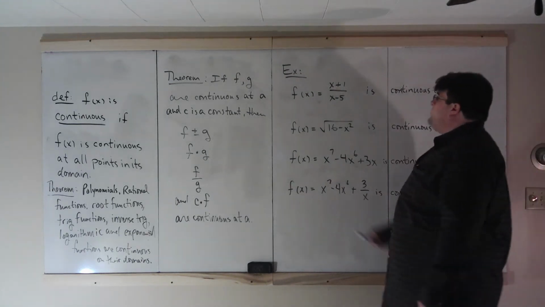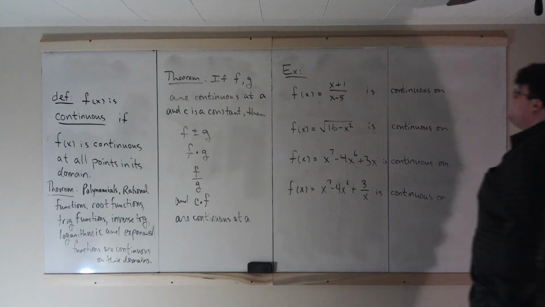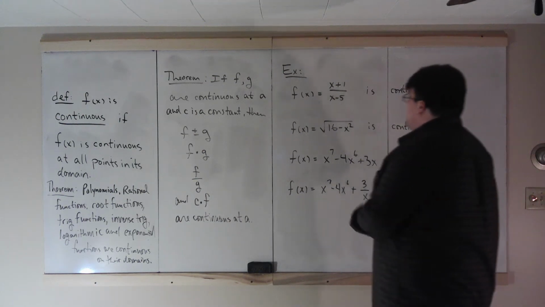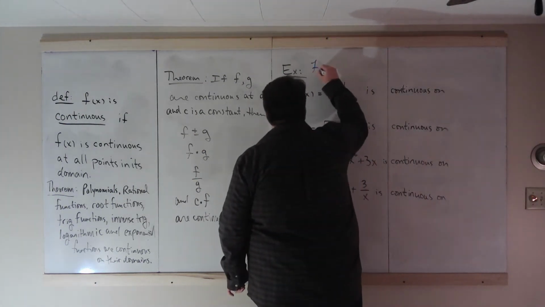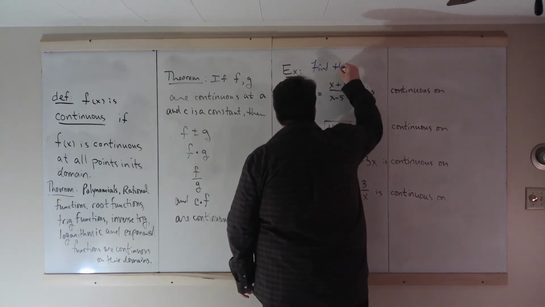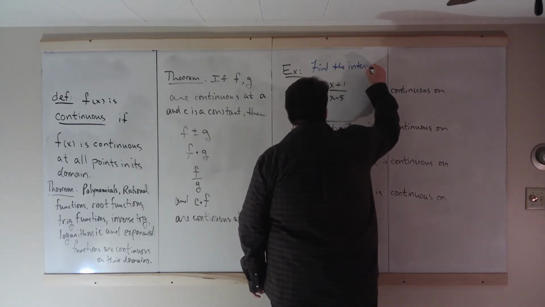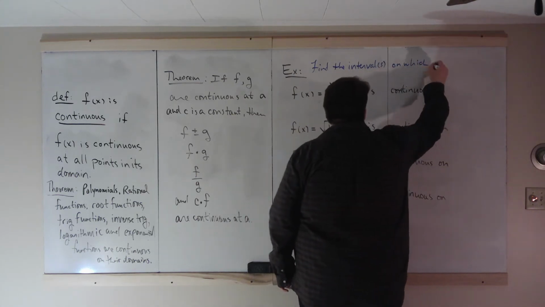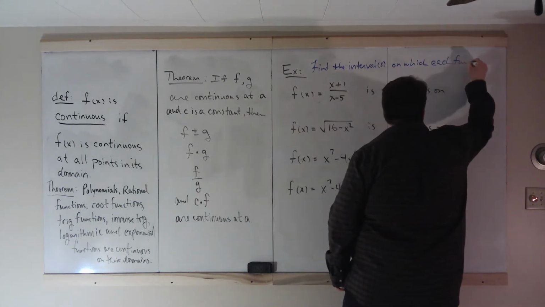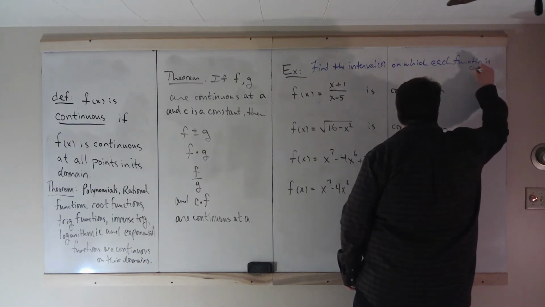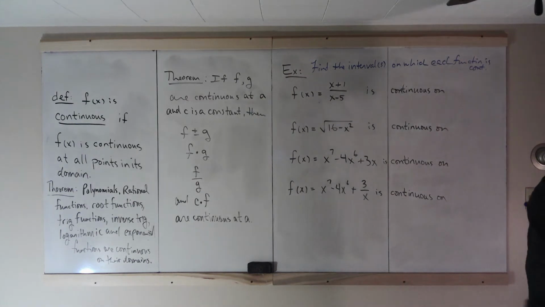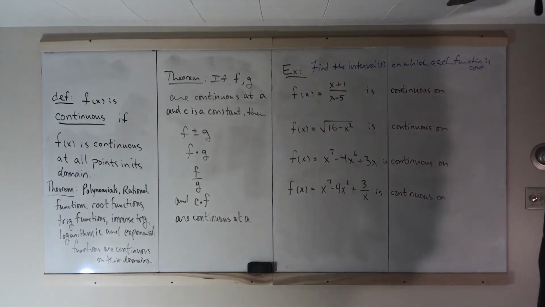So here we have the first one, x plus 1 over x minus 5, a rational function. We want to find the interval on which it's continuous. Maybe I should throw directions on here. Find the interval on which each function is continuous. Continuous is a pretty long word. So first, we have this rational function, x plus 1 over x minus 5.